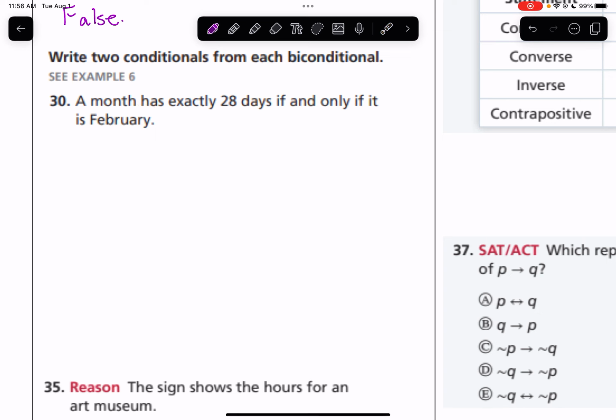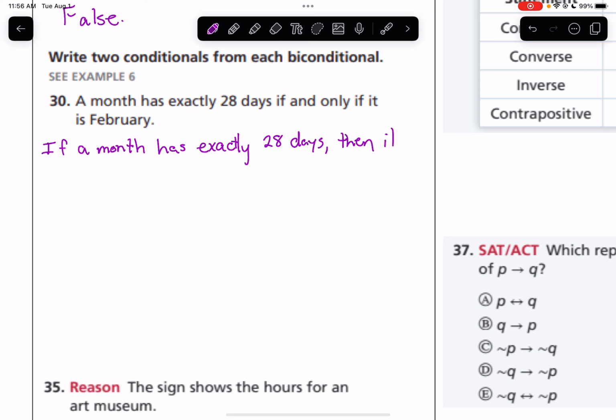So one way we could write this is if a month has exactly 28 days, then it is February. Took me a long time to learn how to spell the word February.